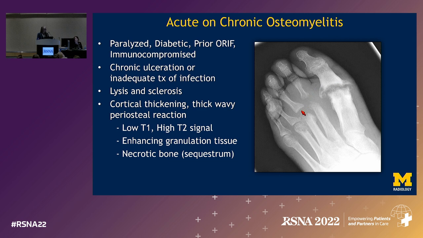The second, third, and fourth MTP joints show acute osteomyelitis in various stages, where the second metatarsal head is eroded, as is the base of the second proximal phalanx. The third metatarsal head is eroded. There's relative widening of the joint. And then the fourth metatarsal head also demonstrates erosions. So cortical thickening and thick wavy periosteum is a sign of chronic osteomyelitis.